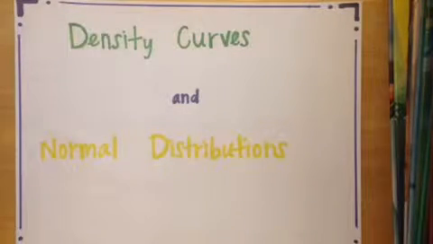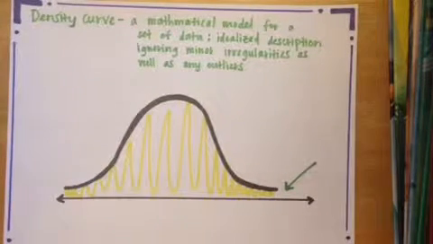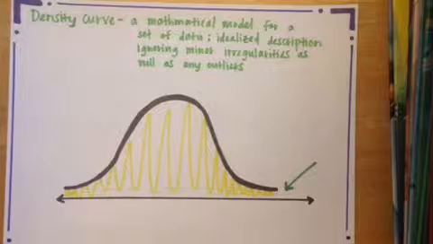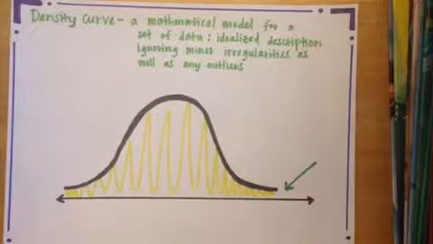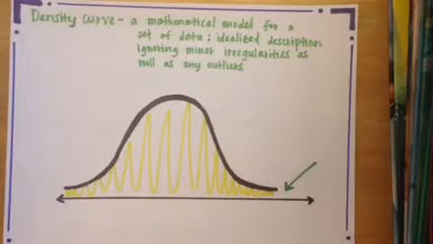Today we're going to be talking about density curves and normal distributions. A density curve describes the overall pattern of a set of data. It is a mathematical model for the distribution, meaning it's an idealized description ignoring minor irregularities as well as any outliers. To be considered a density curve, a curve must fulfill two requirements. It must be on or above the horizontal axis, and it must have an area of exactly 1 underneath it.